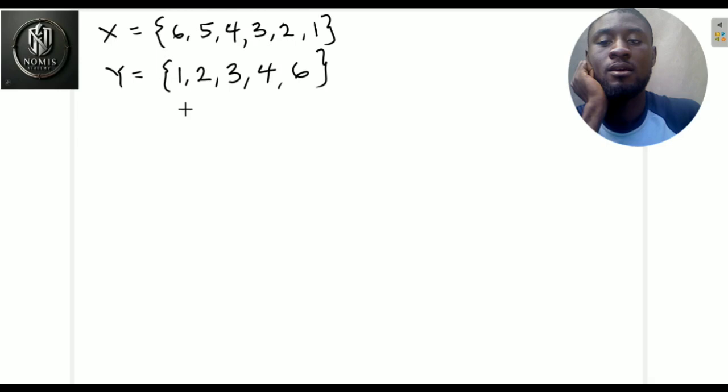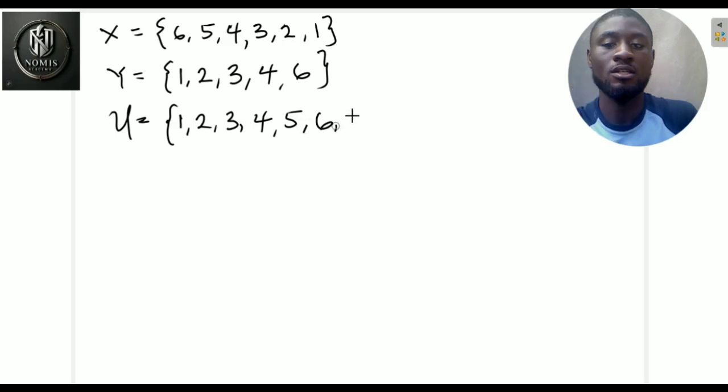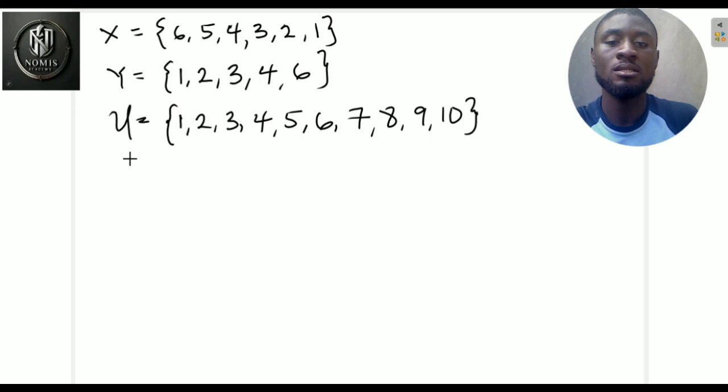So now that we've gotten the elements of Y, we should state out the elements of the universal set, right? The elements of the universal set are just from 1 to 10, as it is indicated in the question. Universal set 1 to 10. So the universal set has the elements 1, 2, 3, 4, 5, 6, 7, 8, 9, 10.